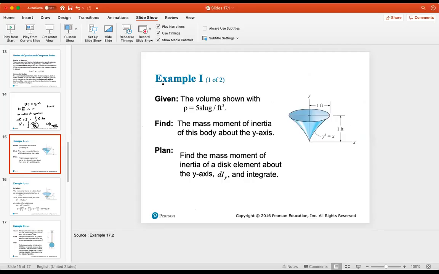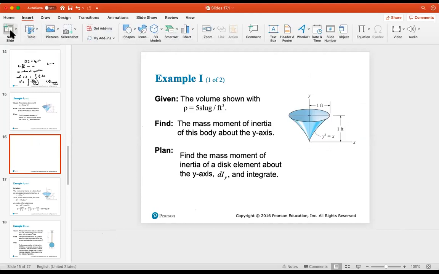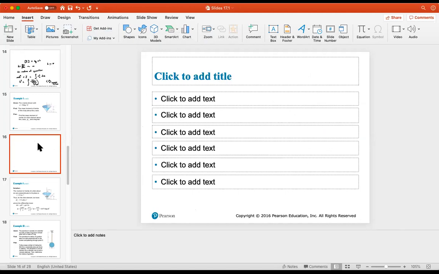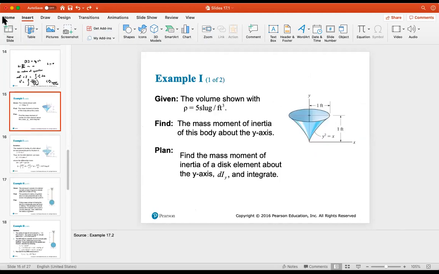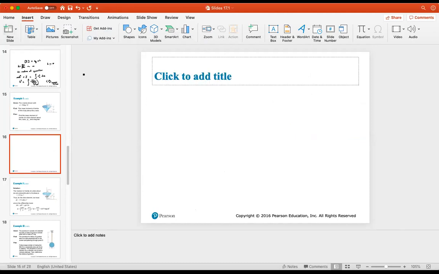Let's go through this. Why it just won't give me a blank one. Let's try this one. All right.